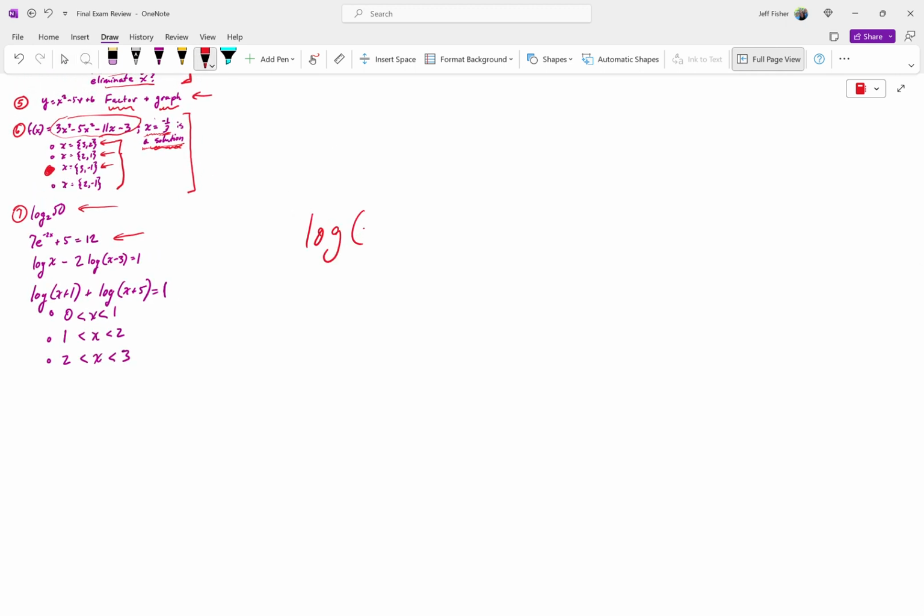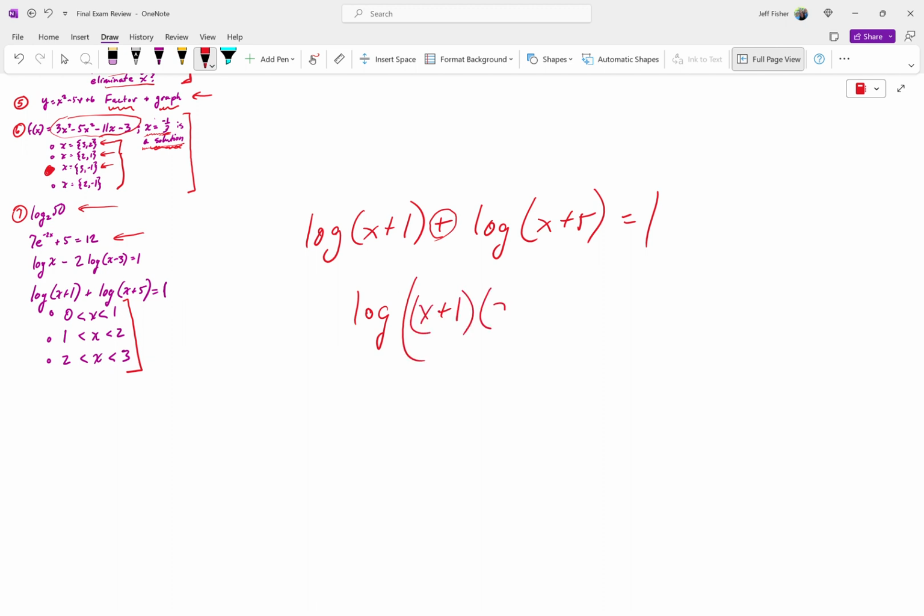Log of x plus 1 plus the log of x plus 5 equals 1, and it says which of these, where do we find the value of x? Well, again, we can say log of x plus 1, this plus symbol means that we can turn it into a multiplication problem. Log base 10 of x plus 1 times x plus 5 equals 1. Well, again, this is going to be 10 to the 1 over here.